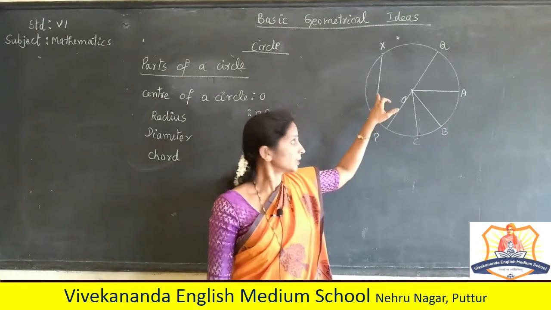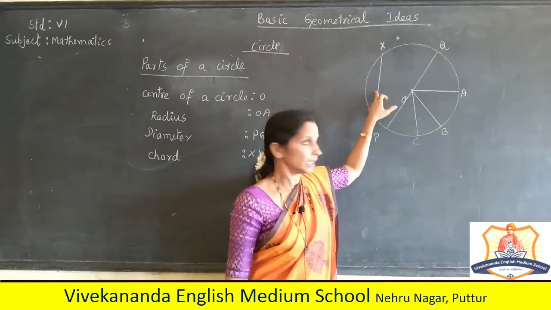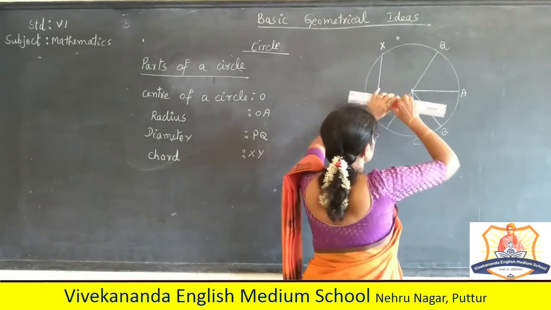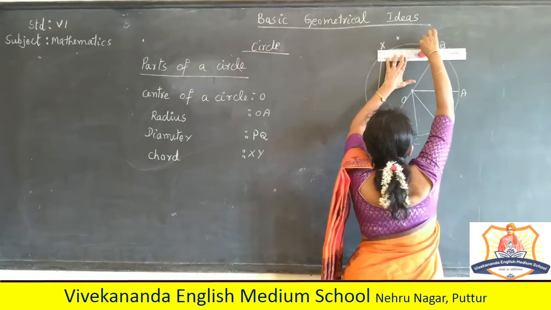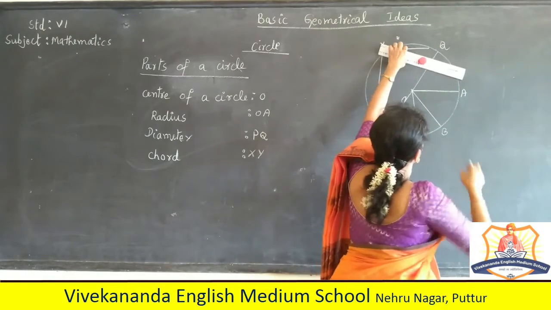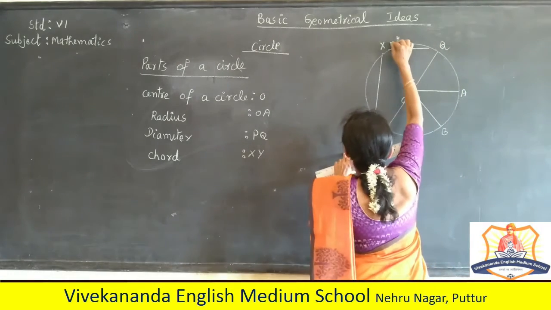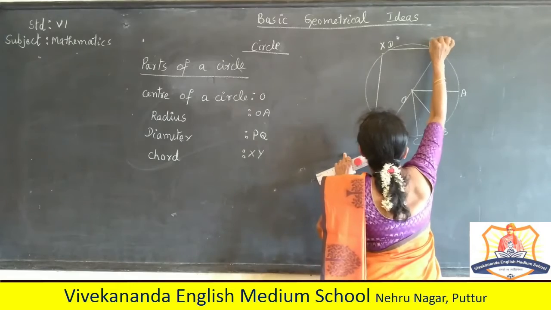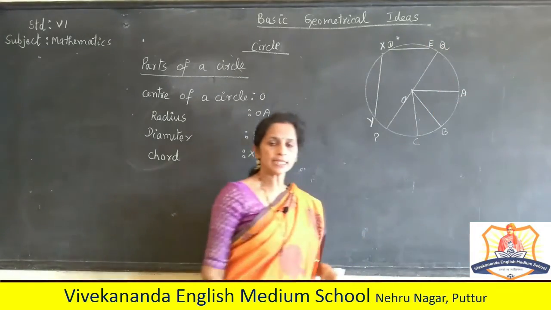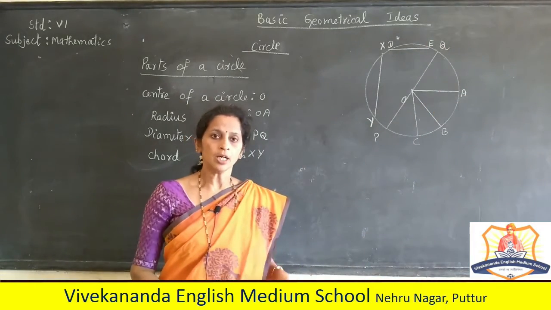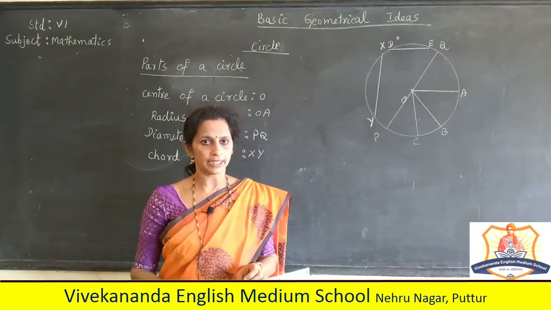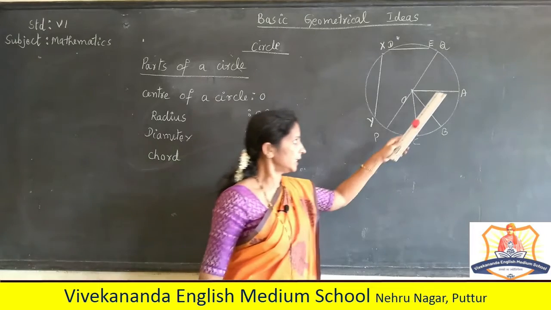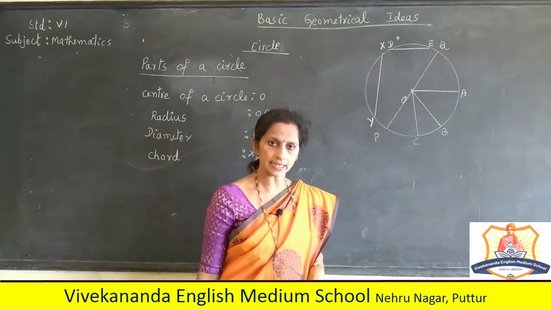Now here you can see one chord. You can draw many chords on the circle. This is another chord. You can name this DE. DE is another chord. In a circle, you can draw many chords and the lengths of the chords are different. But the length of the radii in a circle is the same.